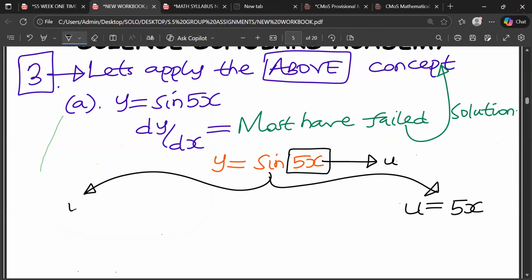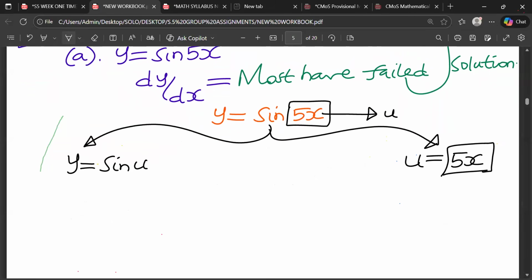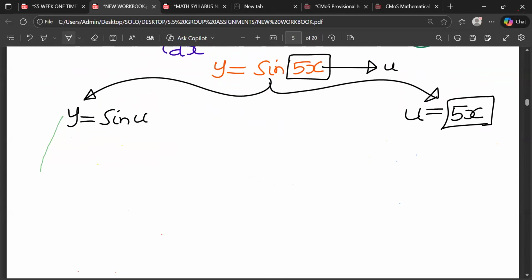The u is the 5x. Then the y has become sin u. Why is it sin u? The u has replaced the 5x. Then you repeat the same things. Let me tell you, math is not hard, but it is made hard by students.